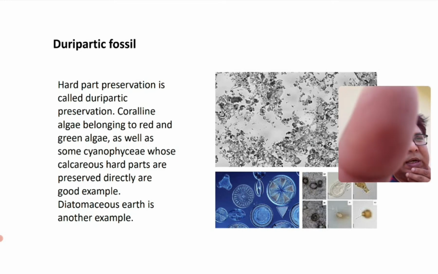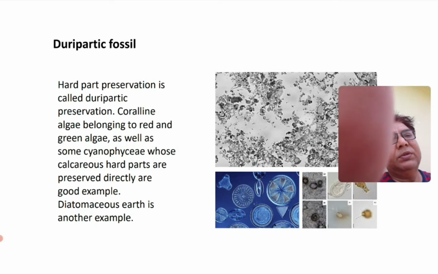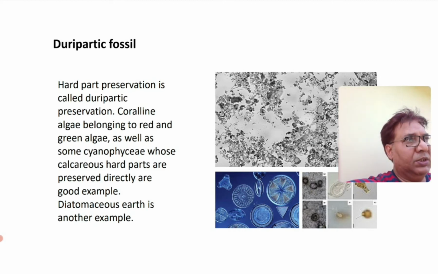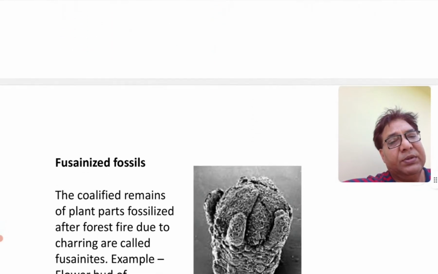Now some of the other fossil types are the duripartic fossils. These are the hard part preservations of the microorganisms, particularly the algae, cyanobacteria, silicified walls of the diatoms. So if the algal cell wall is made up of calcium carbonate, then it might get preserved in the river basin, or in the lake basin, or in the marine, or in the shoreline. So these kind of hard part preservations are called duripartic fossils. Diatomaceous earth can be an example of duripartic fossils.